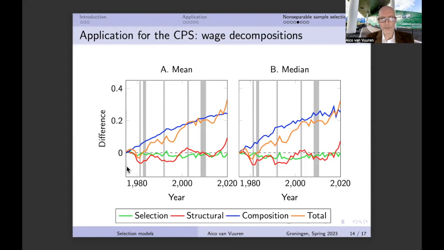And that means, of course, that the fact that more and more women entered the labor market resulted in a so-called negative selection effect that lowered, in fact, the wages of the women. We see that at the mean, and we also see that at the median.